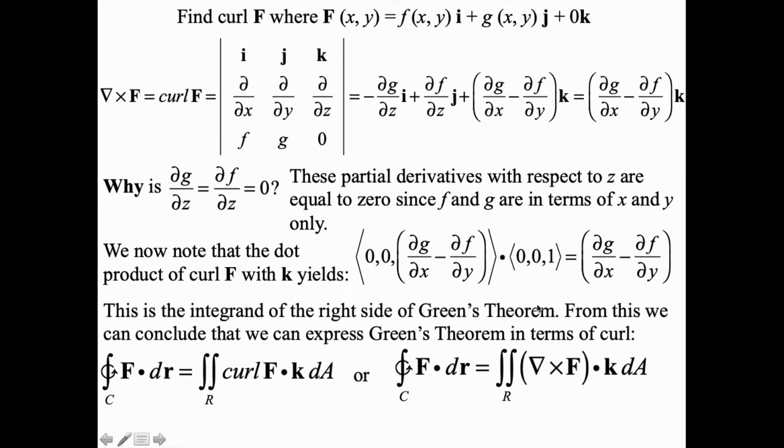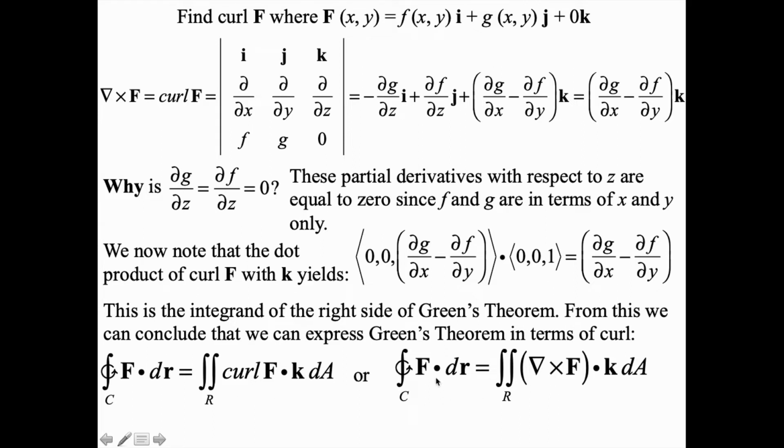So this integrand being the right side of Green's theorem leads us to an interesting conclusion. We can conclude that we can express Green's theorem in terms of curl. So look again. Green's theorem we realized was the line integral of F dot dr, and now we realize that's the double integral over the region R enclosed by the curve C of curl F dot k, because curl F dot k is the expression we're accustomed to seeing in Green's theorem. So you could look at it as that component of the curl vector of F in the direction of k being integrated over the region R.